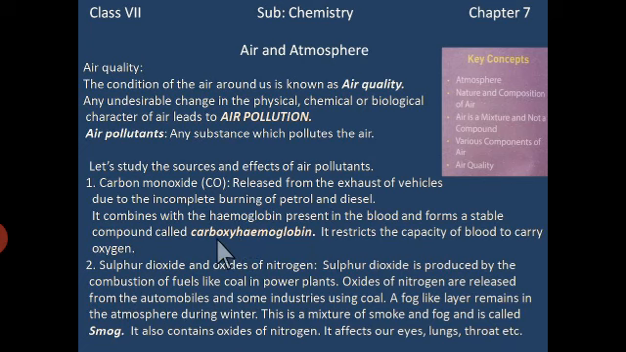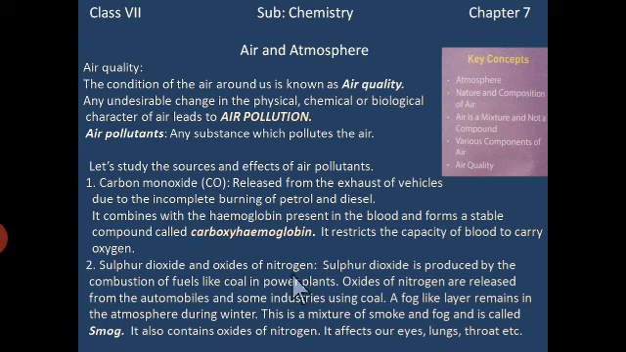Students, in the previous classes, we have studied that the function of hemoglobin in the blood is to carry oxygen. But what will happen if hemoglobin combines with carbon monoxide? It forms a stable compound, carboxyhemoglobin, which restricts the capacity of blood to carry oxygen. That's why carbon monoxide is a poisonous gas.